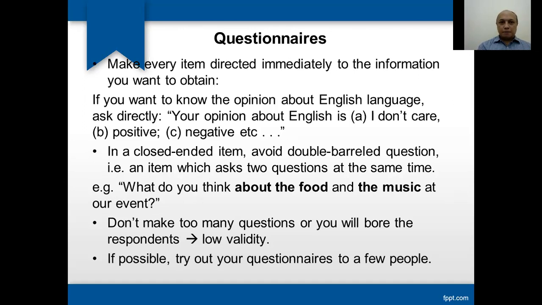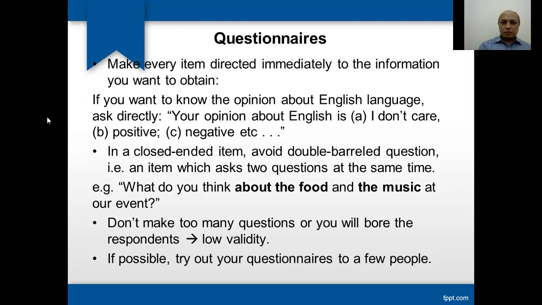When you build a questionnaire, make sure that every item is directed immediately to the information that you want to obtain. Make sure that every item directly goes to the essential point that you are going to find out about. Do not beat around the bush. Do not pose irrelevant questions, but get straight to the point.